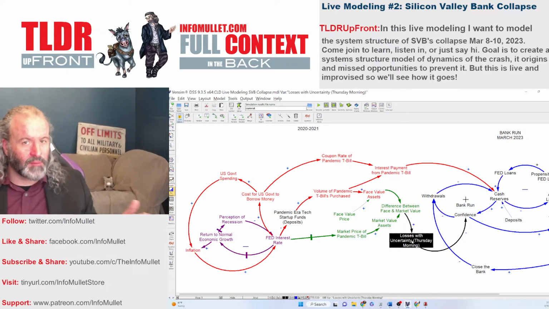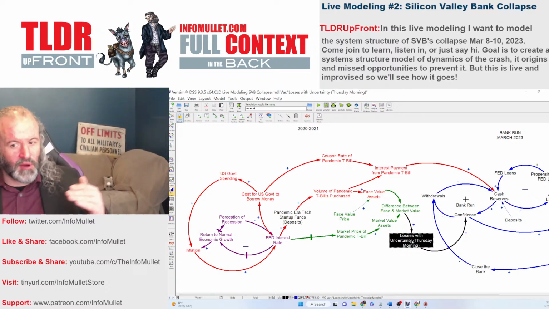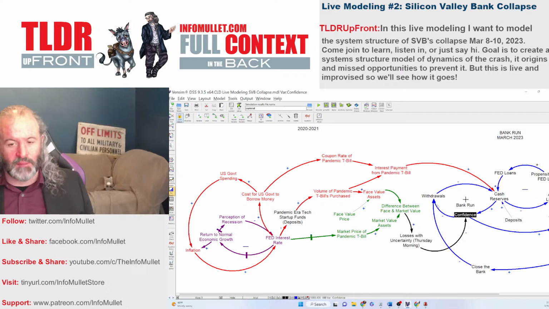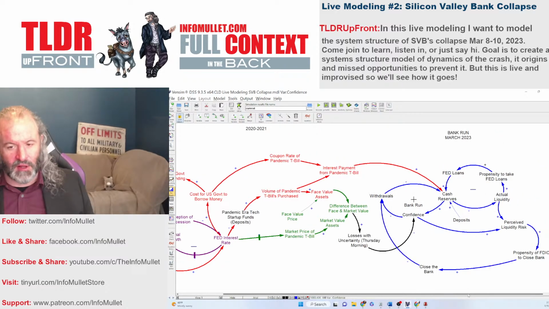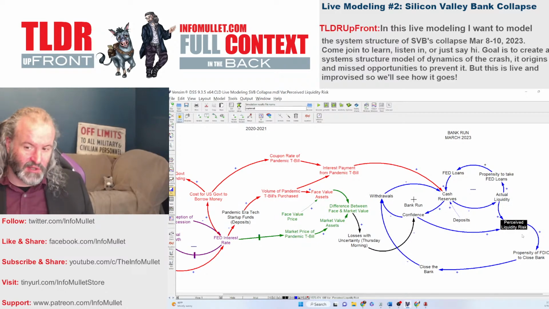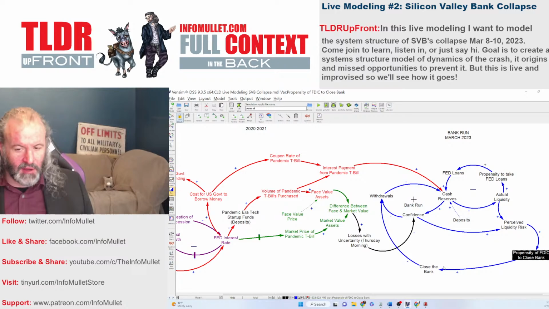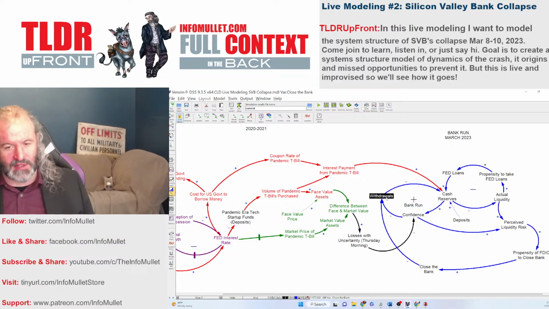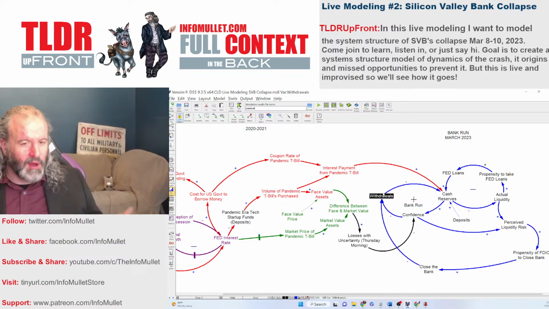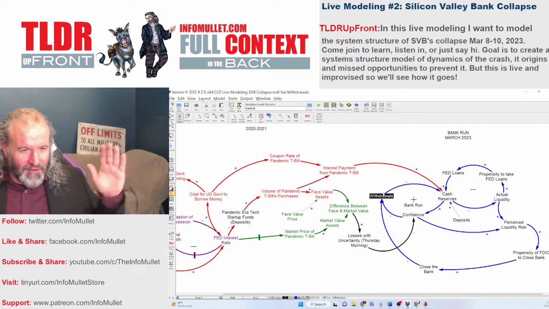We're now moving up to Wednesday, Thursday morning. Press release comes out, confidence drops, withdrawals start. This positive feedback loop kicks off. $42 billion withdrawn. Actual liquidity is perceived to be bad. Perceived liquidity risk goes up. Propensity to close the bank increases. Closing the bank increases, and that stops the withdrawals. Whew. We've made it to Friday morning. We are now at mid-morning Friday.